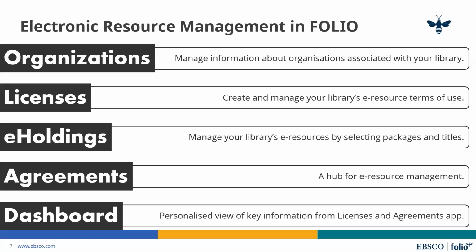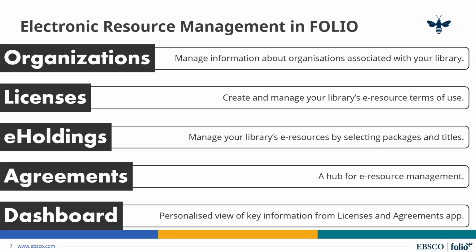For example, if you want to review any licenses that are expiring in 30 days, you could create a widget in that dashboard. If you want to review any agreement records that you haven't added any agreement lines to, you can also review that information from the dashboard. So this is a little helper app that interacts with the Licenses and the Agreements app within FOLIO. And we will also go through these in live demo shortly.